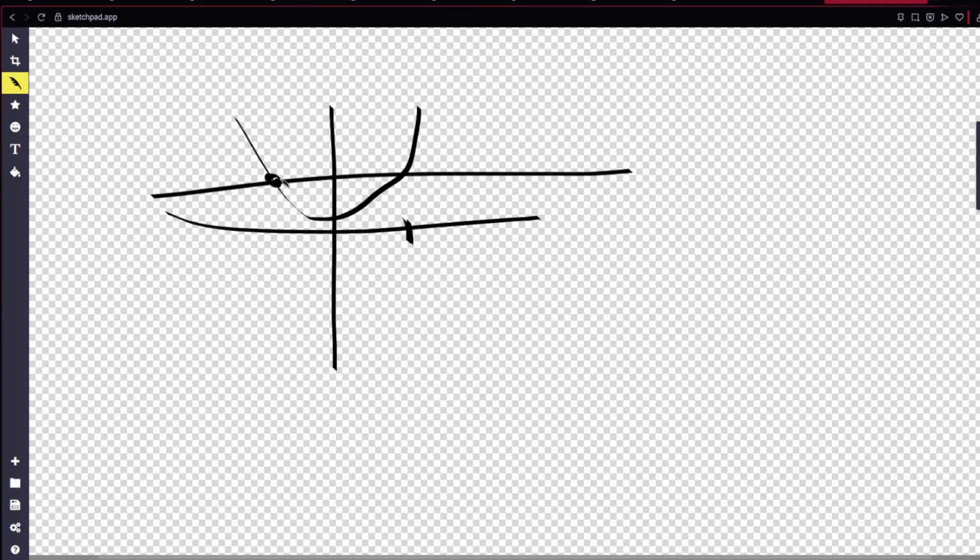So if these y values are the same, let's just say that that's f of 2, and let's just say that that's f of 2. Well, I guess f of 2 is the same as f of negative 2, so I'm not going to denote that this is f of negative 2.